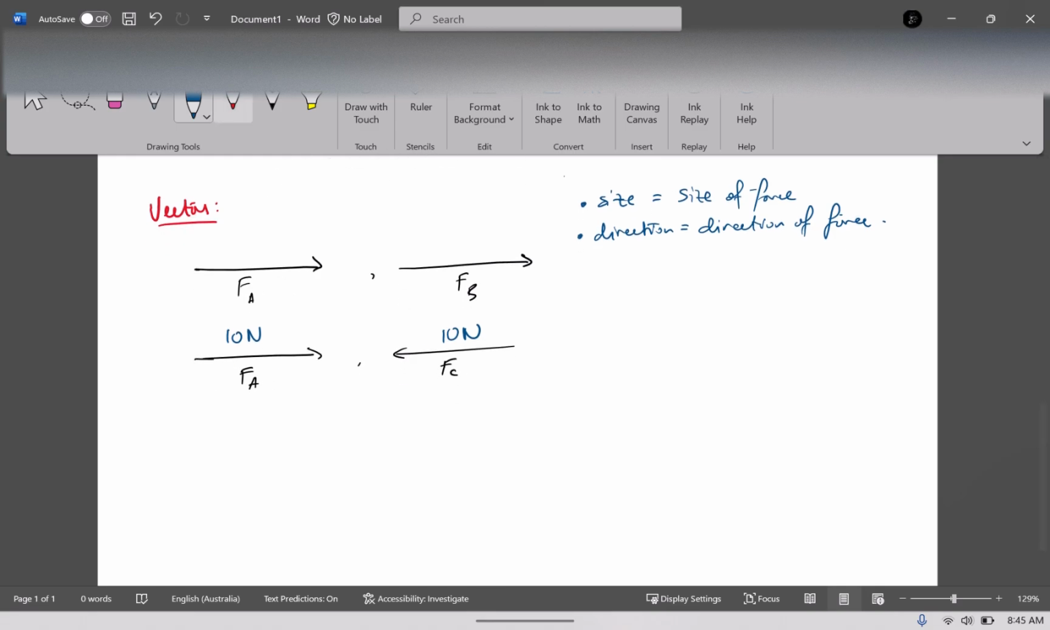You can get forces in not just left-right directions. You can get forces in up-down directions. That's fine too.